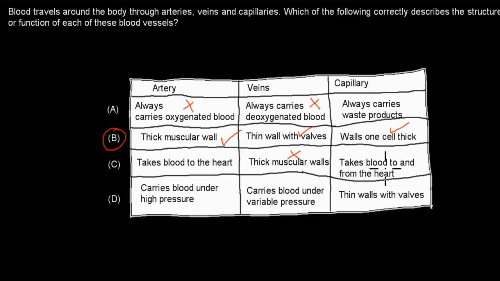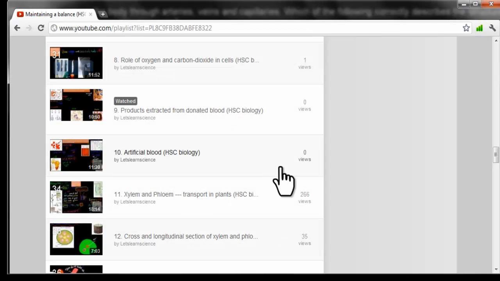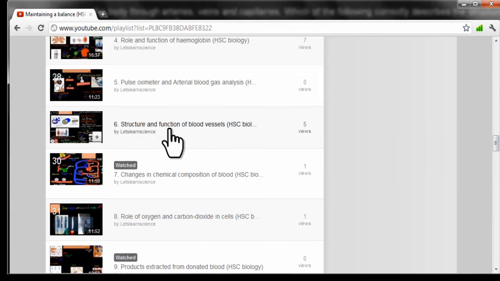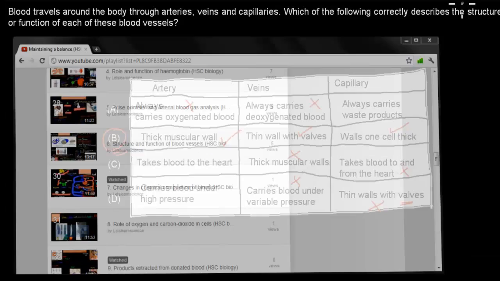Capillaries taking blood to and from the heart is more or less arteries and veins, not capillaries. Arteries carry blood under high pressure, that's true, but veins don't usually carry it under variable pressure. And capillaries having walls with valves is also incorrect. So the correct answer is B, and that comes from video number 6, structure and function of blood vessels.